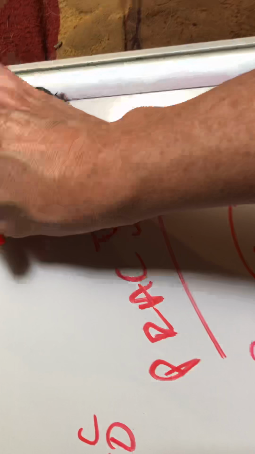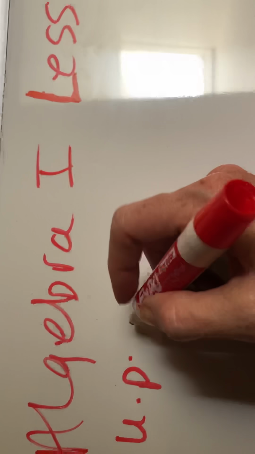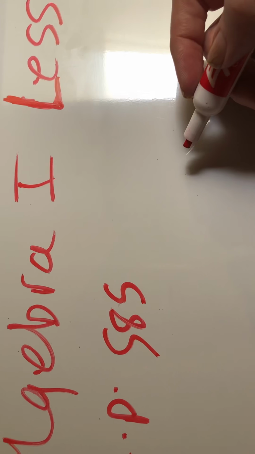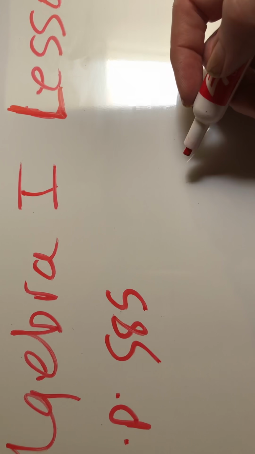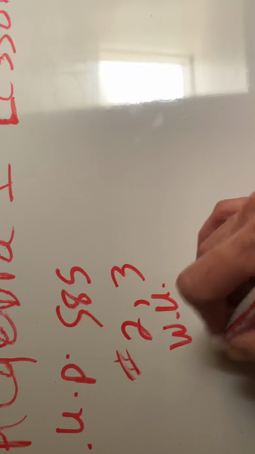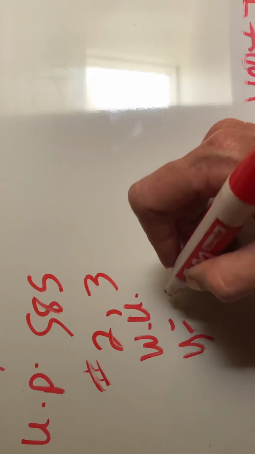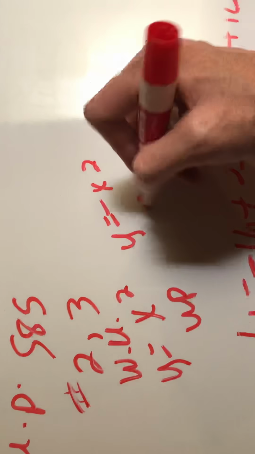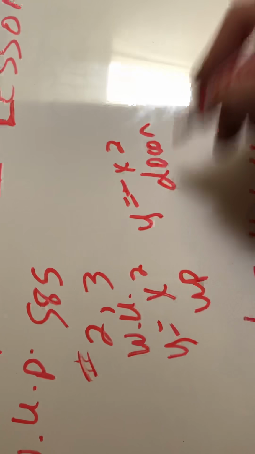So let me go ahead and give you the assignment. You're going to do the warm-up, which is on page 585. Remember for number 2 and number 3 on the warm-up that if it's y equals positive x squared, if the x squared is positive, it opens up. If that x squared is negative, it opens down. So that should help you on 2 and 3 on the warm-up.